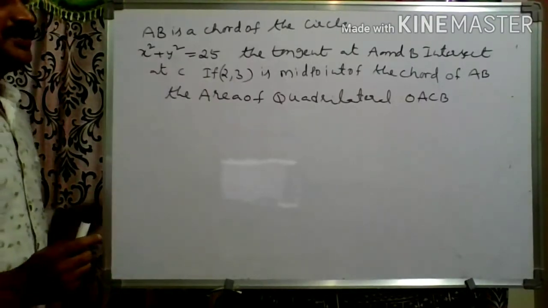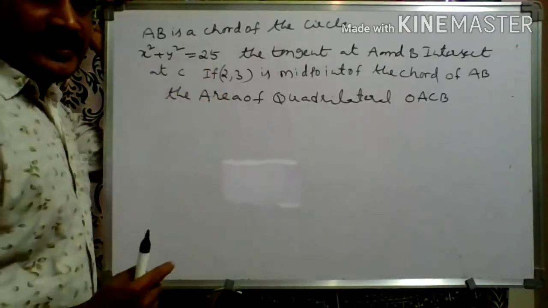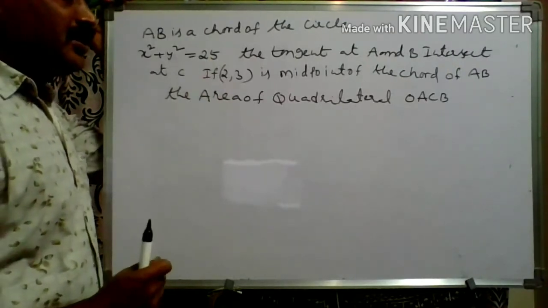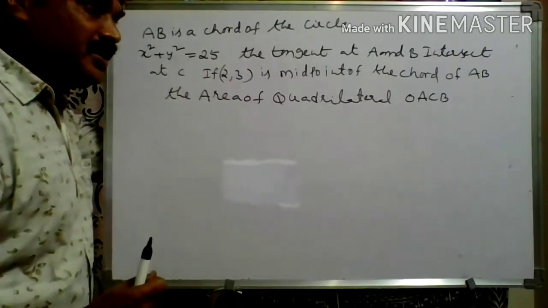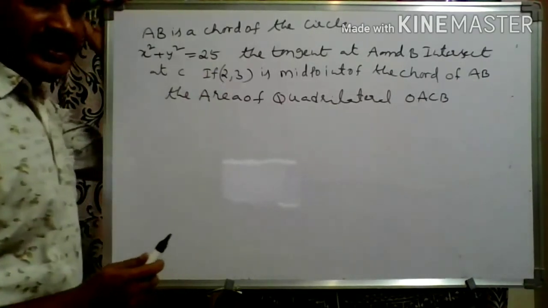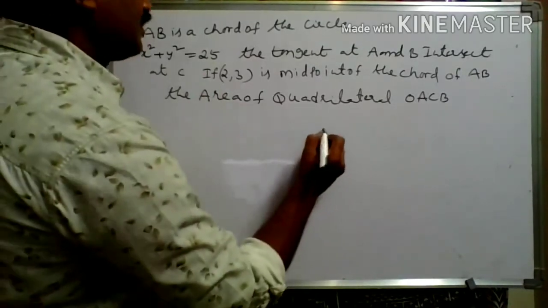Students, next problem. AB is a chord of the circle x square plus y square is equal to 25. The tangents at A and B intersect at C. If (2, 3) is the midpoint of the chord AB, then find the area of the quadrilateral OACB. Students, the area of the quadrilateral is given by the formula R into root S11.